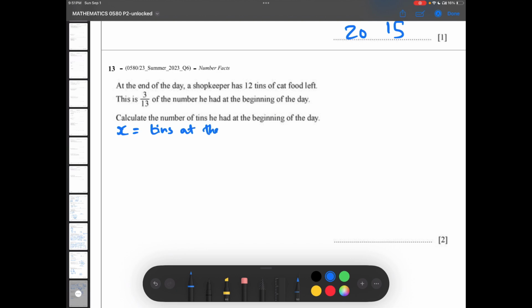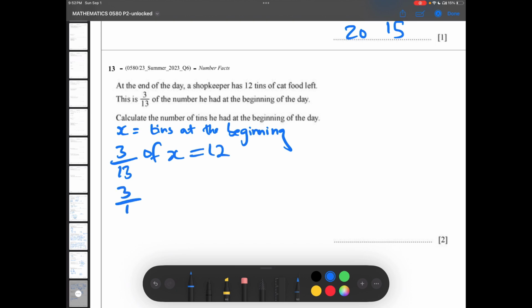3 upon 13 of the number of tins at the beginning means 3 upon 13 of x. These are the number of tins a shopkeeper had left. The shopkeeper had 12 tins of cat food left, and this is 3 upon 13 of the number he had at the beginning of the day. So the tins at the beginning of the day are x. 3 upon 13 of x will be equal to 12. So the equation is formed.